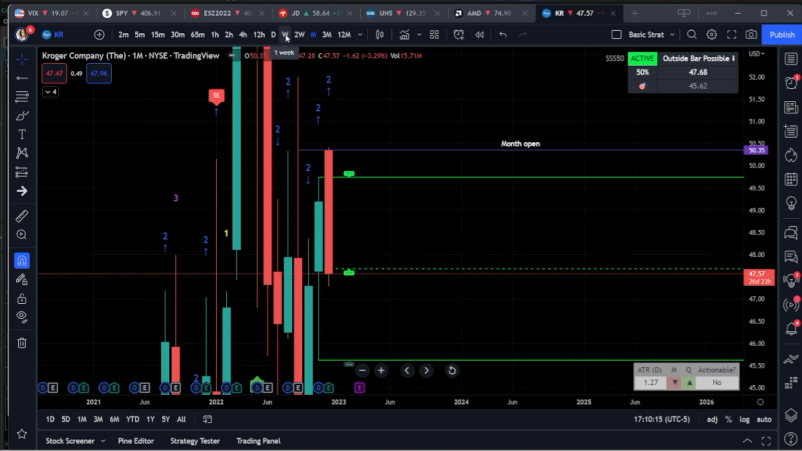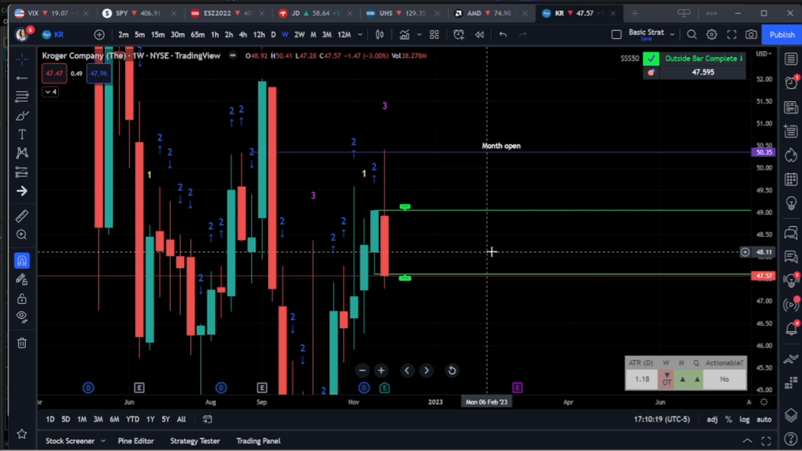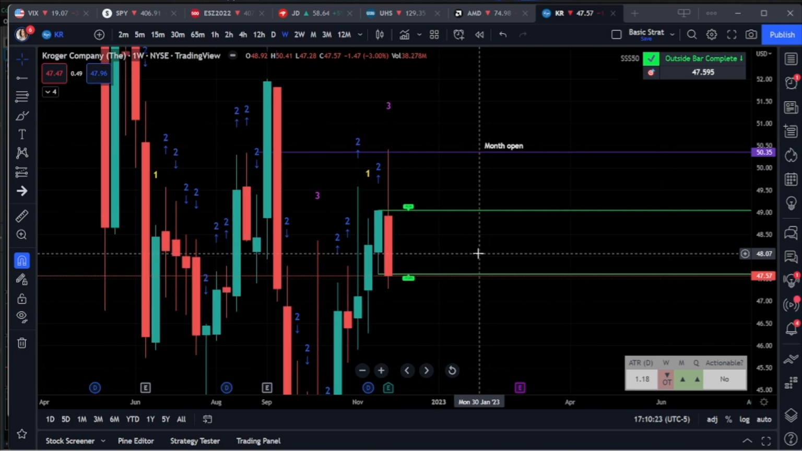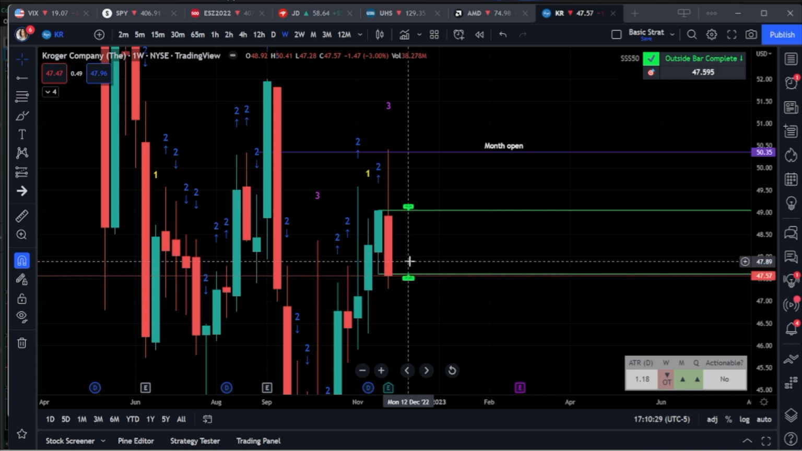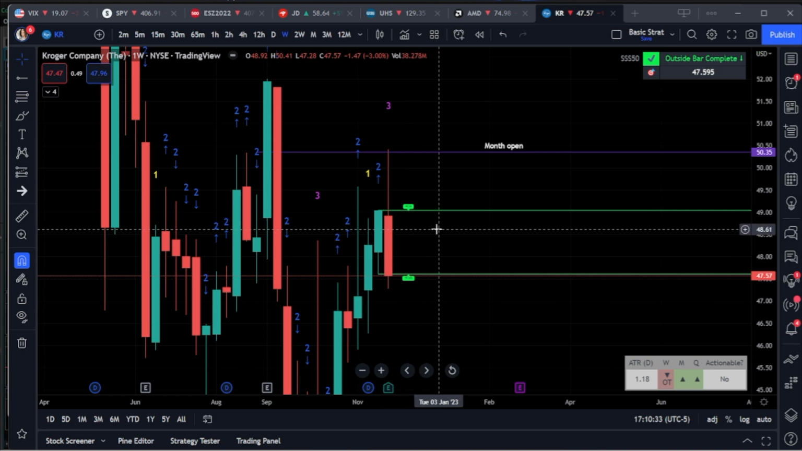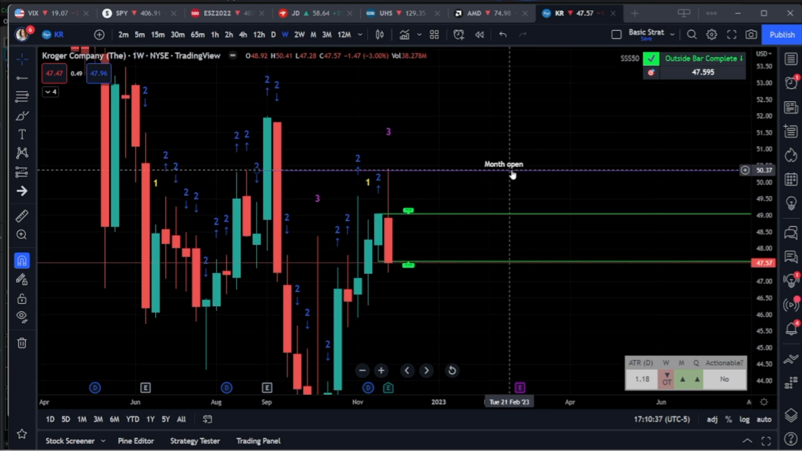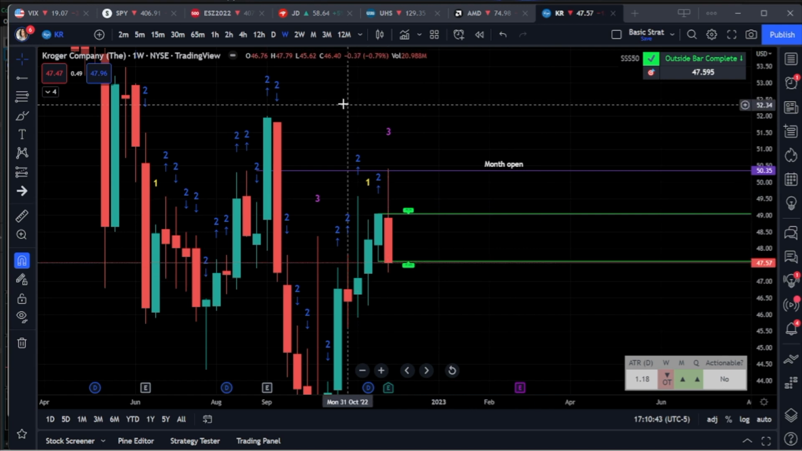Once Monday opens, I can draw my week. Draw your week on Monday where it opens, and then on Tuesday you draw your day, and then you draw your hour, and you will have uncoupled. So we can see that as long as it stays under this monthly open, we can play this to the downside. Use your strat signals.